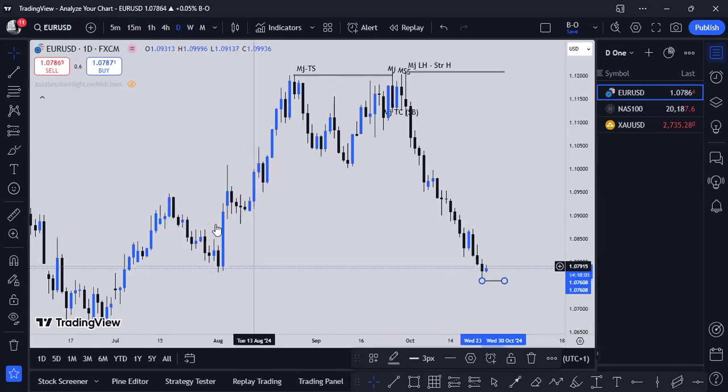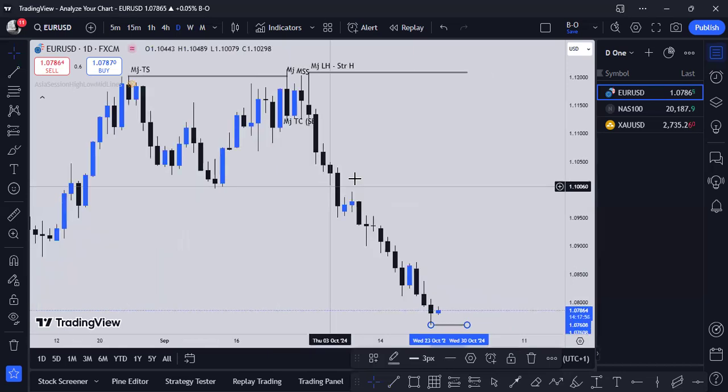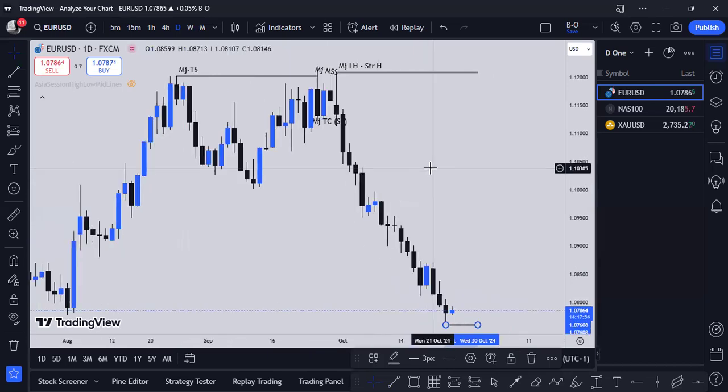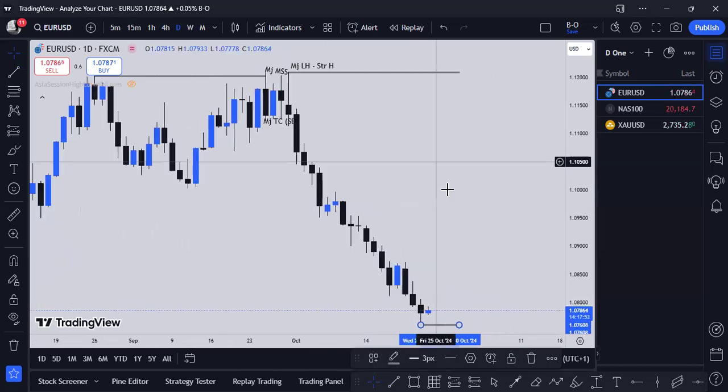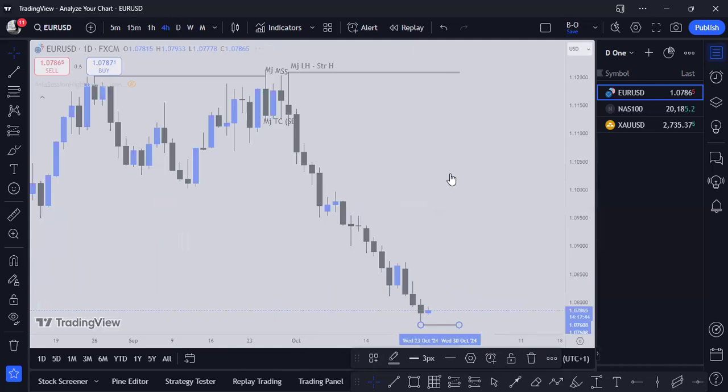So all the levels here have been violated. My expectation of the market is still for the market to continue downward until we see a very, very good reversal pattern in the market. Let's go to 4 hour and try to continue our analysis.